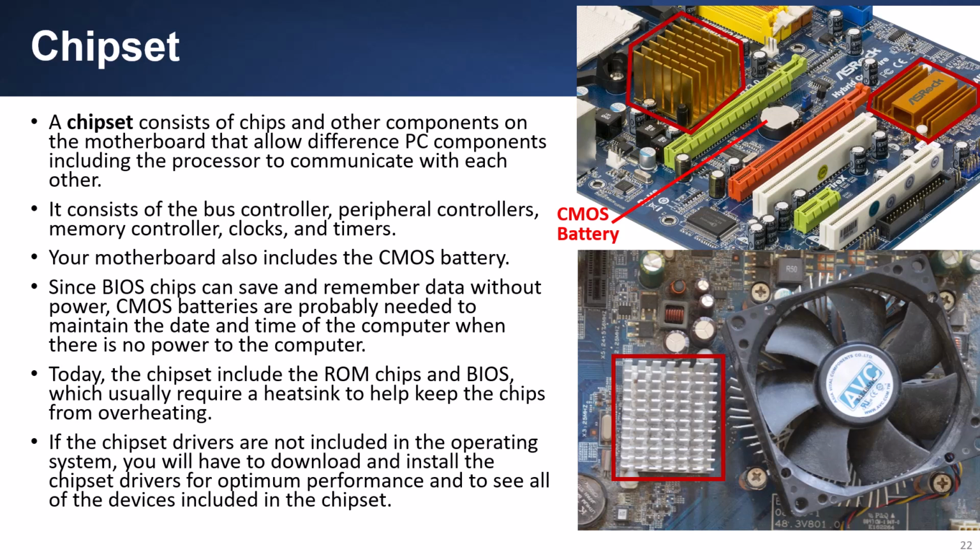Since BIOS chips can save and remember data without power, CMOS batteries are probably needed to maintain the date and time of the computer when there's no power to the computer. Today, the chipset, which includes the ROM chips and BIOS, usually requires a heatsink to help keep the chips from overheating. If the chipset drivers are not included in the operating system, you'll have to download and install the chipset drivers for optimum performance and to see all of the devices included in the chipset.